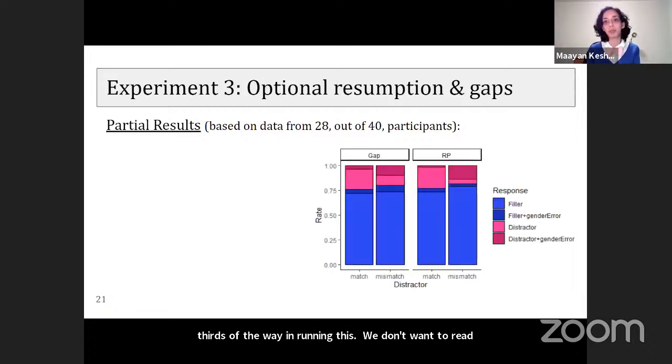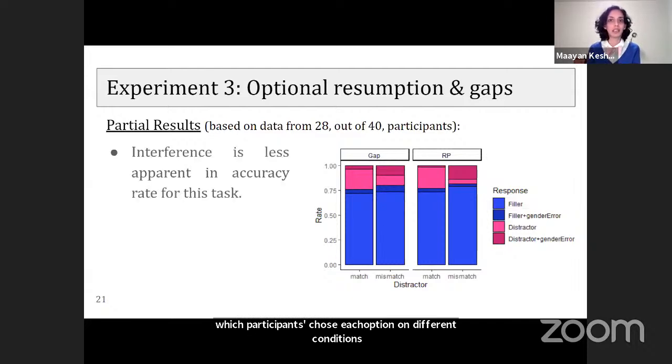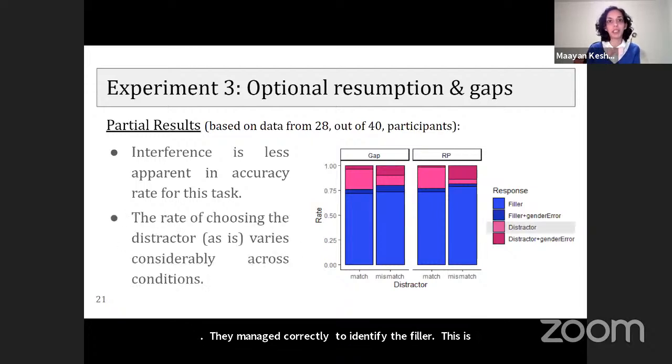Here you can see the proportions with which participants chose each of the options in the different conditions. They managed to correctly identify the filler most of the time, and this is shown in the lighter blue bars. It's currently not clear if this accuracy rate is affected by the manipulation.